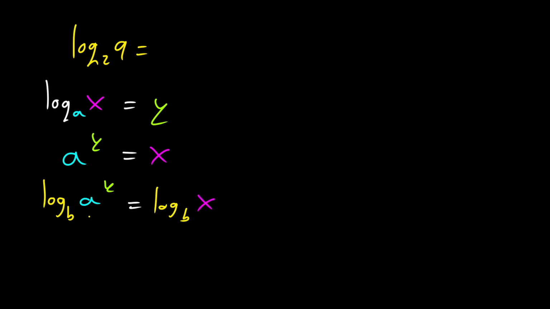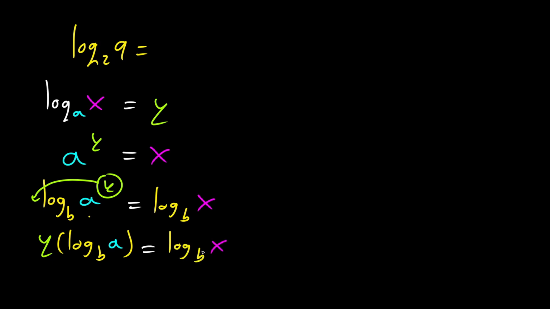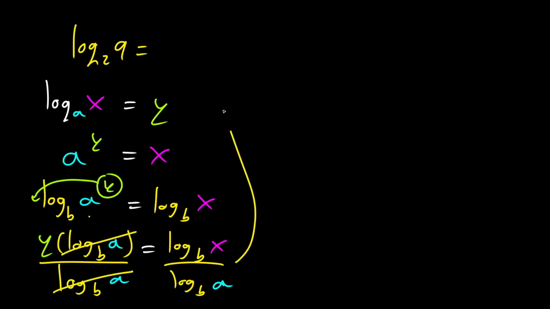Great. Now we realize here that there is an exponent in that log, so you can move that to the front. So then what you get here is y times log base b of a is equal to log base b of x. Great. Now we can divide both sides by log base b of a. And we can actually cancel some stuff here. Cancel this and cancel that. And we end up getting our formula.